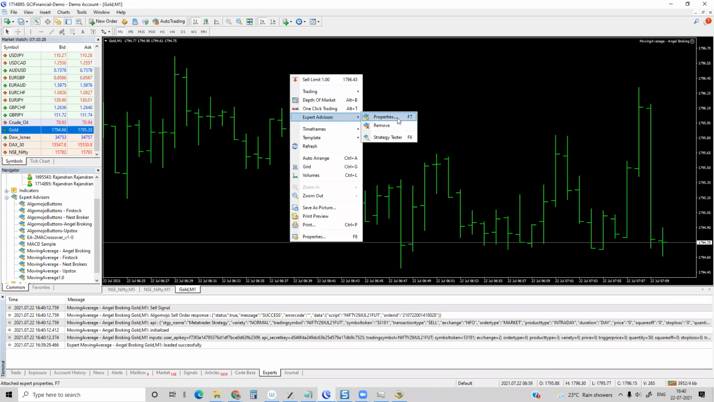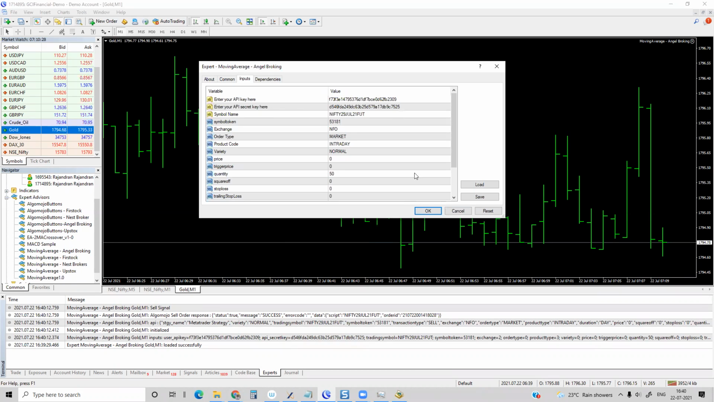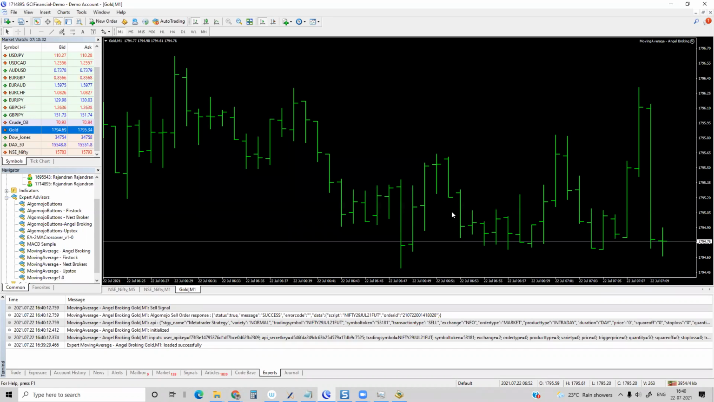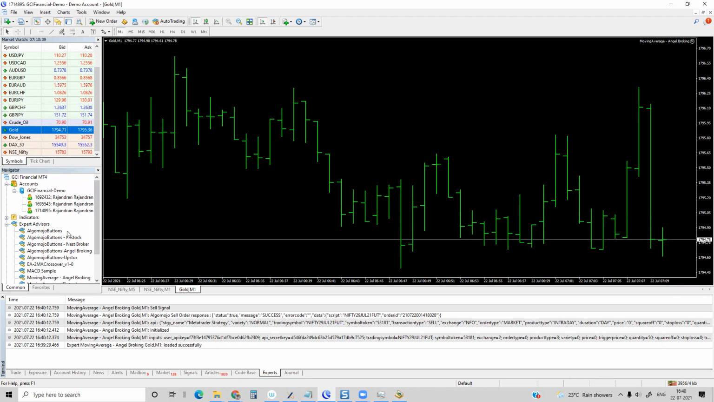And one other thing here is, if I right click and go to the expert advisors, you can go to the properties and check the properties over here. Remember, expert advisors will not come with indicators. You have to apply the indicators on your own. In this example, I had used a 10-period EMA, so I have to go to the indicator section and apply the indicators manually.